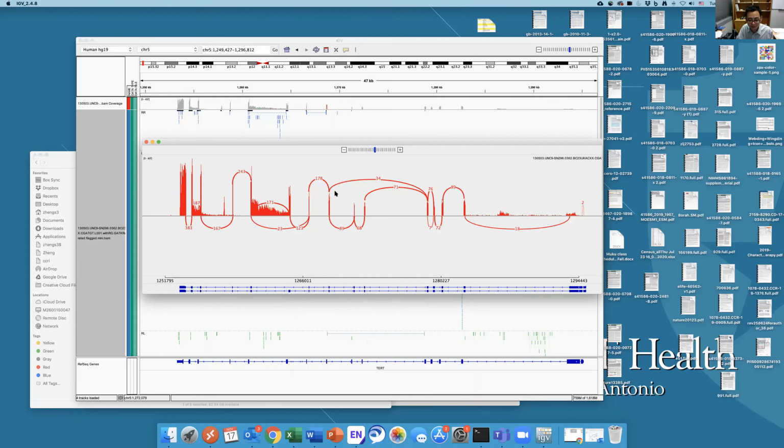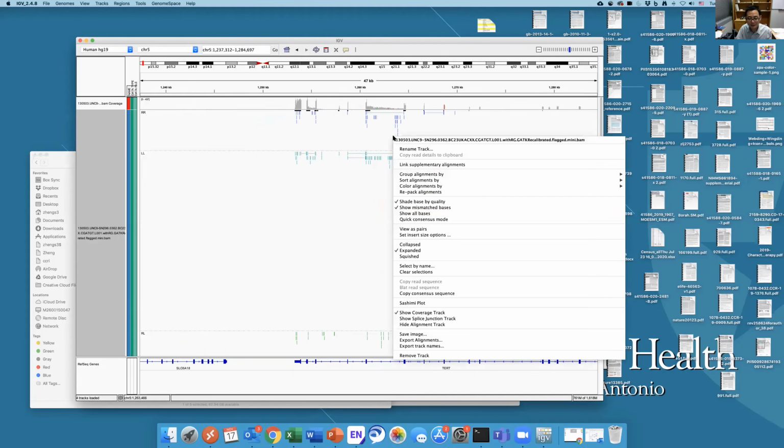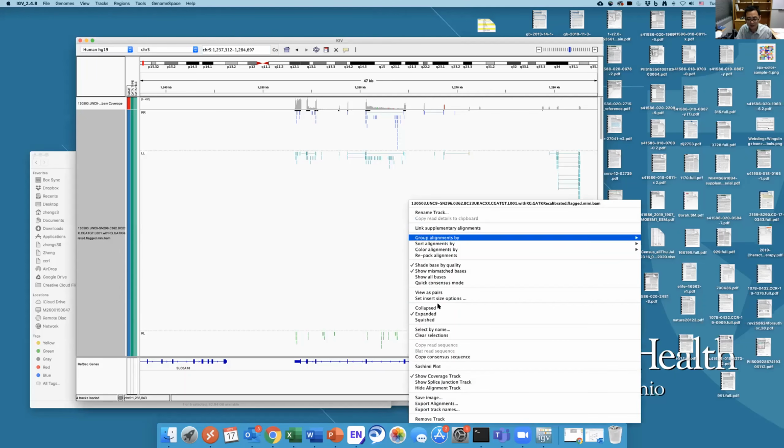If there's no alternative splicing, you would expect the joining would be from the exon to the next. But when you have alternative splicing, you see such patterns. Okay, so this is called a sashimi plot, and it's a great tool to study alternative splicing. And it's very easy to generate from IGV. Just right click, and then you have this sashimi plot.